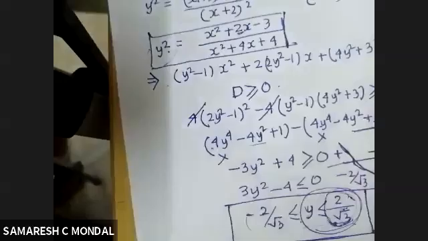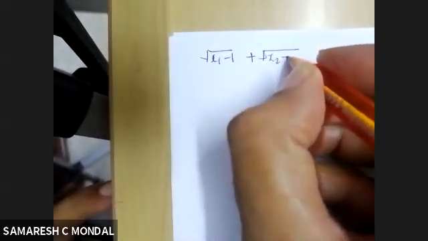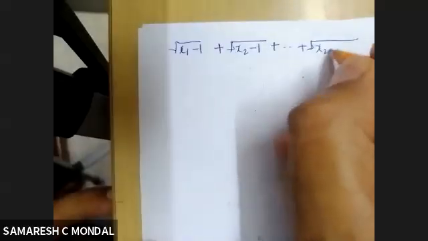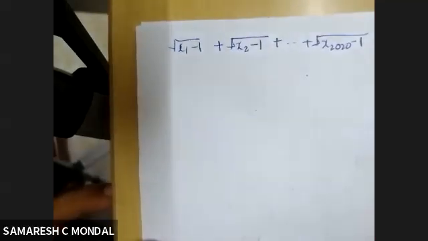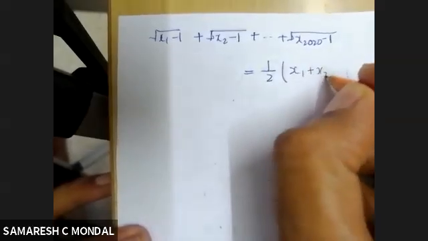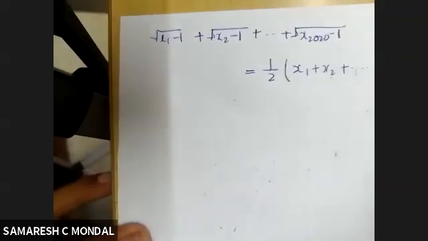Yeah, can you tell me the question? Root of x1 minus 1, whole root of x1 minus 1, plus root of x2 minus 1, till root of x2020 minus 1, is equal to half times of x1 plus x2, and so on. Am I right? Yes, sir. So you need to find out x1 plus x2 plus x3.